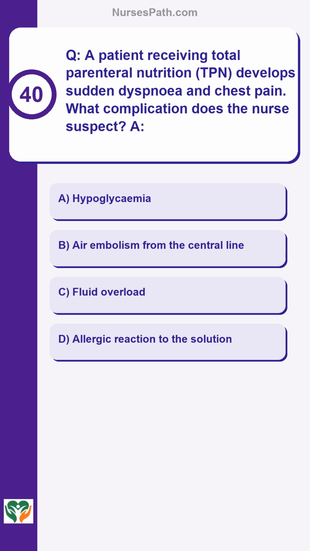Question 40. A patient receiving total parenteral nutrition, TPN, develops sudden dyspnea and chest pain. What complication does the nurse suspect? A. Hypoglycemia. Air embolism from the central line. Fluid overload. Allergic reaction to the solution.